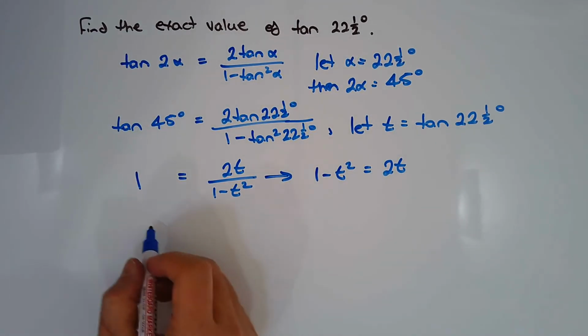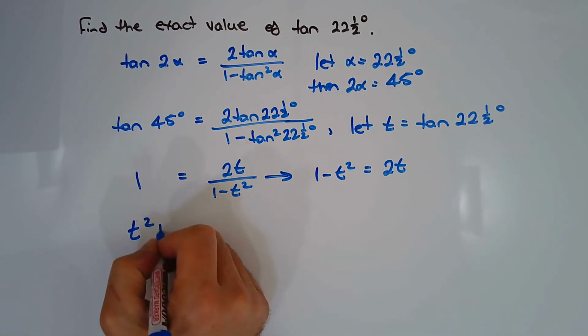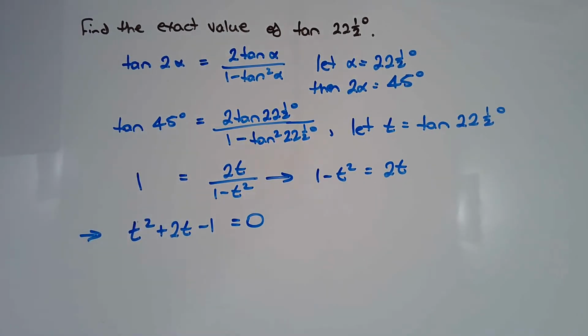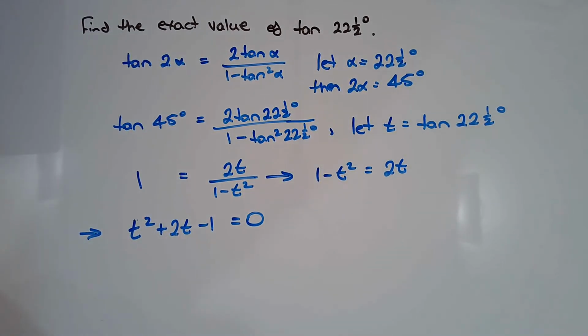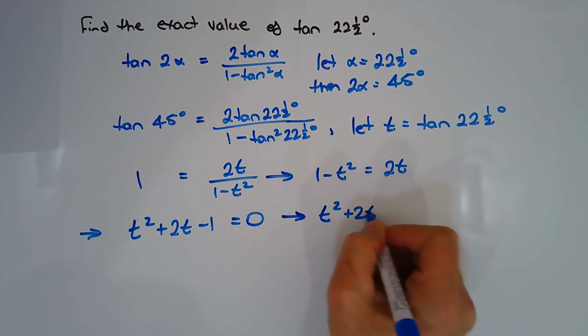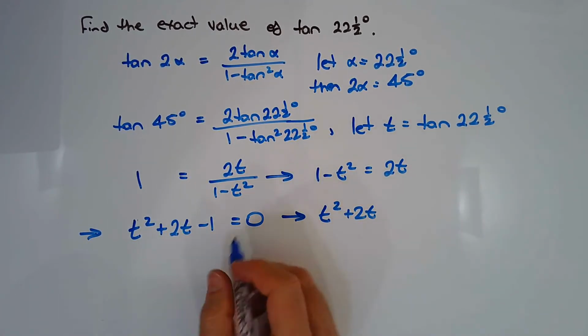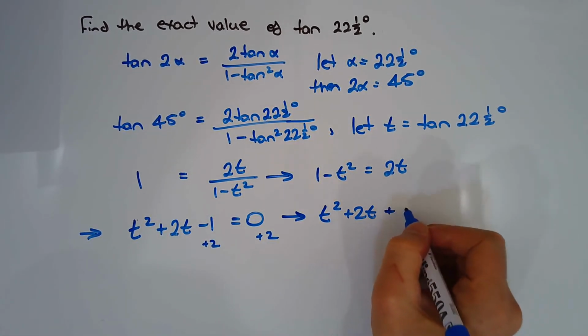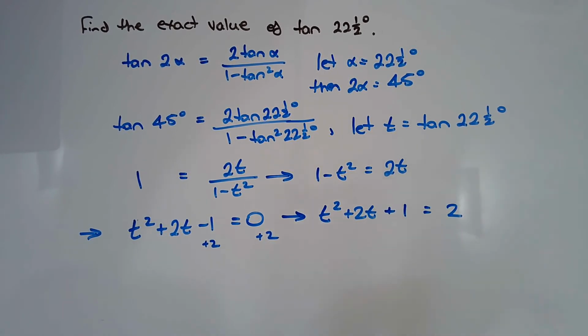And if we move everything to one side, we're going to have t squared plus 2t minus 1 equals 0. Now, if you like, we can either use the quadratic formula or we could complete the square. And in fact, why don't we just complete the square, just for something different. So t squared plus 2t, I'm going to add 1 to both sides. So plus 1 plus 1. And so we end up with 1 is equal to 2.